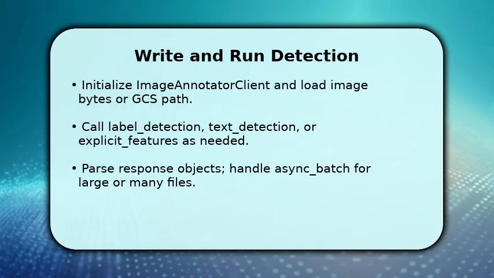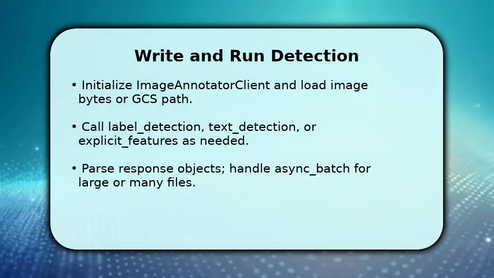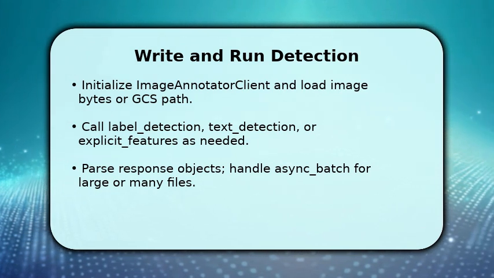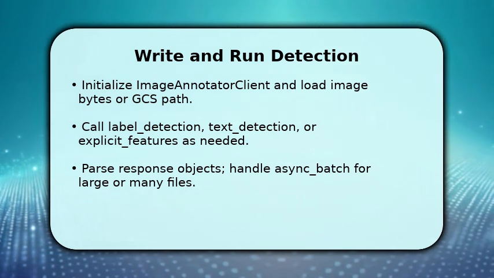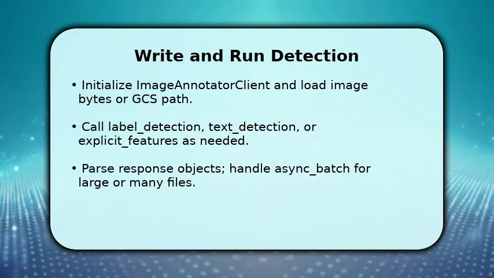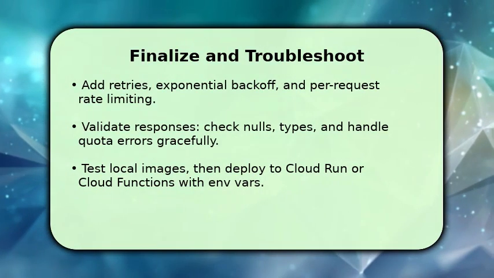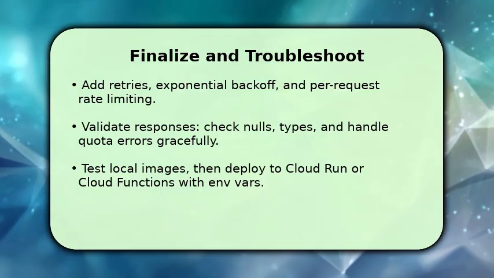If you're processing many files or large images, switch to async batch annotate images to avoid timeouts and to scale efficiently across multiple files. Finish by wrapping calls with retries and exponential backoff to handle transient errors and quota limits. This makes your application robust in production.